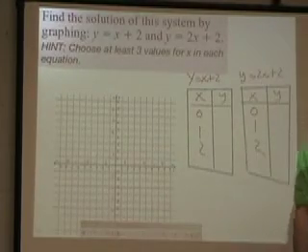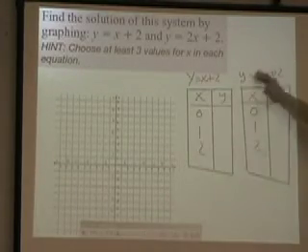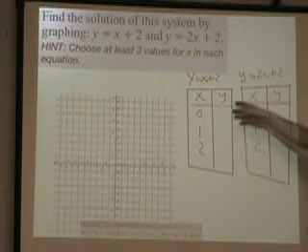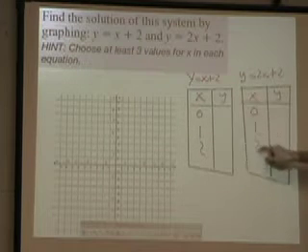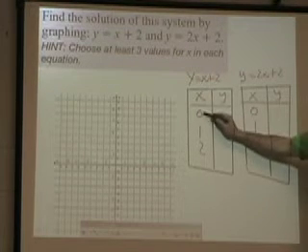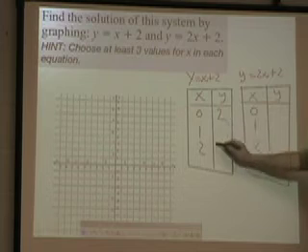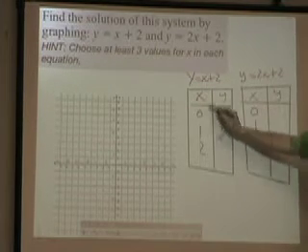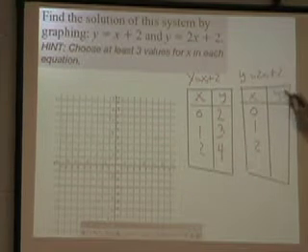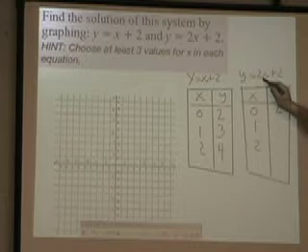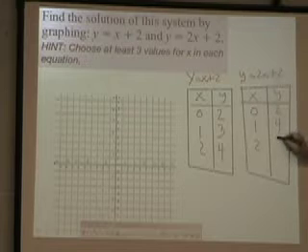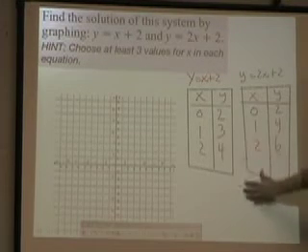I've already set it up for you, okay? I set up both equations, and I set up both tables. Now on this, what we need to do is take 0, 1, 2, plug them in here, and 0, 1, 2, plug them in here, graph them, and find out where they intersect. So when I plug 0 in here, 0 plus 2 is 2, 1 plus 2 is 3, and 2 plus 2 is 4. Here I've got 0 times 2 is 0, plus 2 is 2. 1 times 2 is 2, plus 2 is 4, and 2 times 2 is 4, plus 2 is 6. So I've completed my function tables.